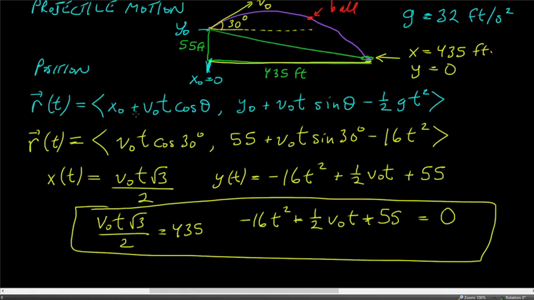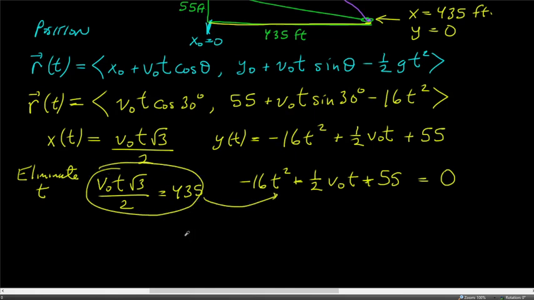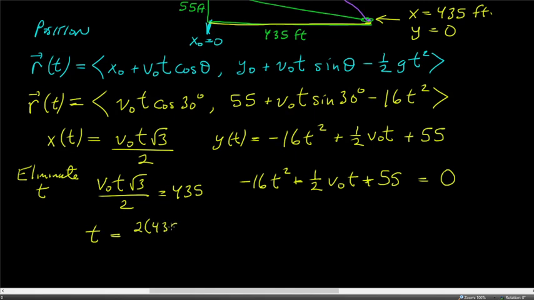So I would try to eliminate t. I would eliminate the time t from the two equations. So if we solve this equation for t and plug that into the second equation, that should give us an equation for v0. Okay. So to solve for t, multiply by 2 and divide by v0 square root of 3. So t equals 2 times 435 divided by v0 times the square root of 3.